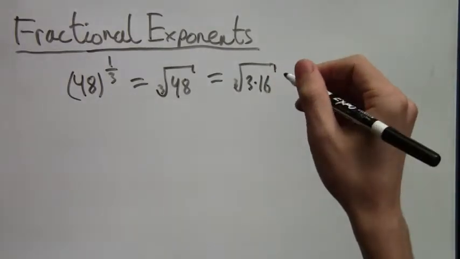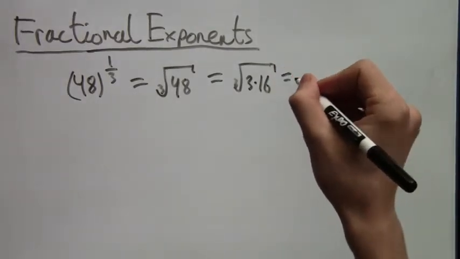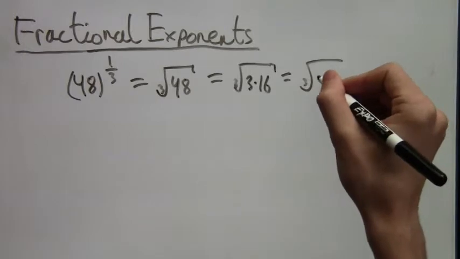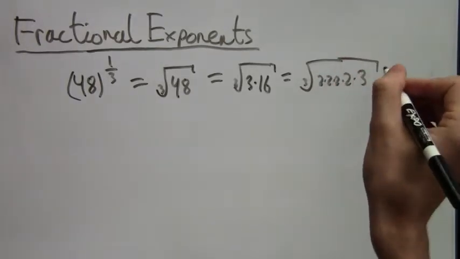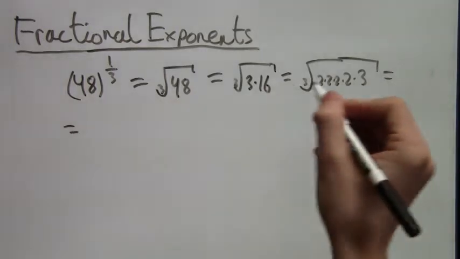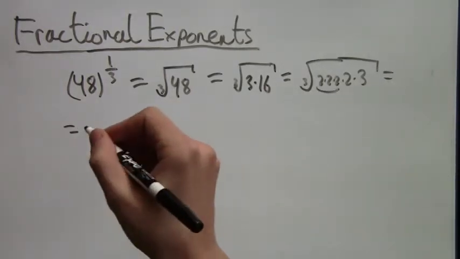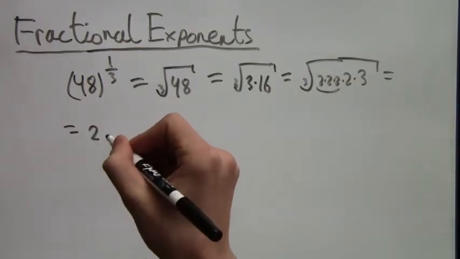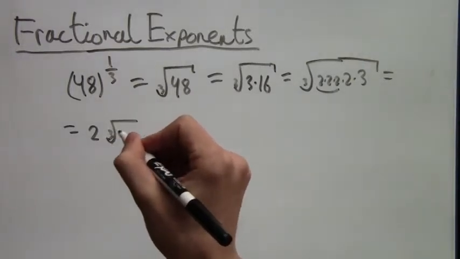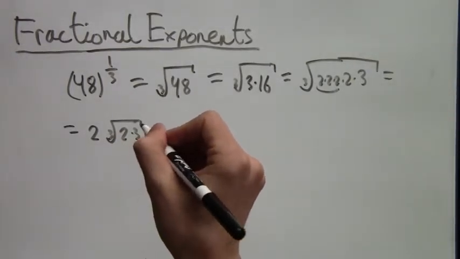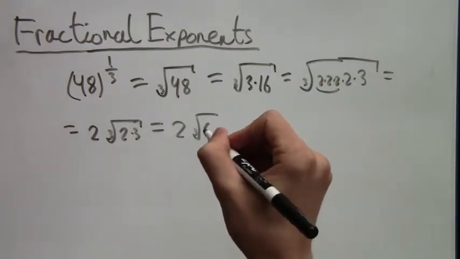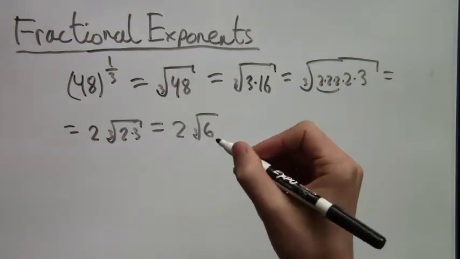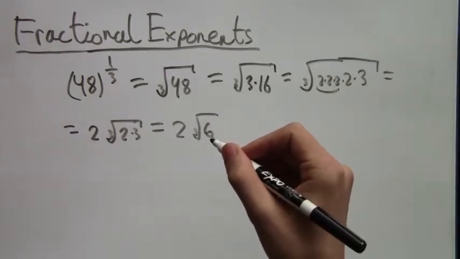So 48 is 3 times 16. We can further factor it as 4 2's multiplied and a 3 multiplied. So we have 2 times 2 times 2 times 2 times 3. Since it's a cube root, we can pull out 3 of the 2's outside of the cube root and get 2 times cube root of 2 times 3, which is just 2 cube root of 6. And this is as far as we can simplify.